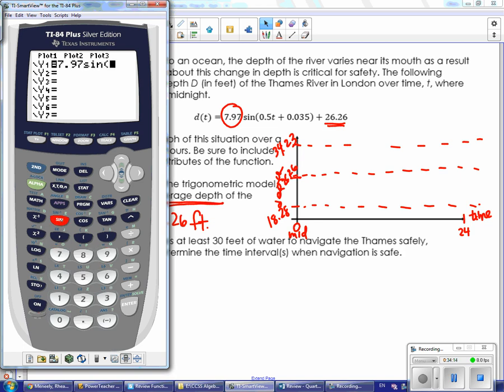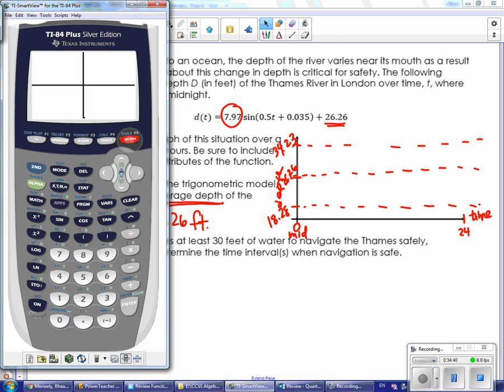7.97 times the sine 0.5. No, I don't have a t on my calculator, so I'll just use x plus 0.035. Close your parentheses, and then add your midline, 26.26. Now, before you start to graph, the other thing you want to make sure is that your mode is in radians. So if you look at that third line, make sure radians is highlighted and not degrees.